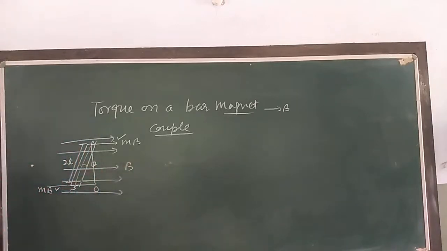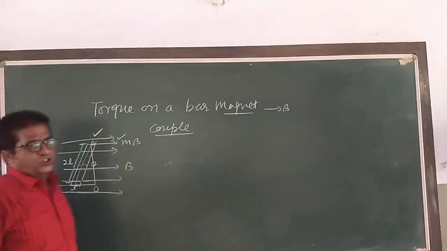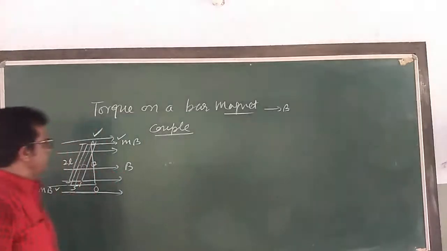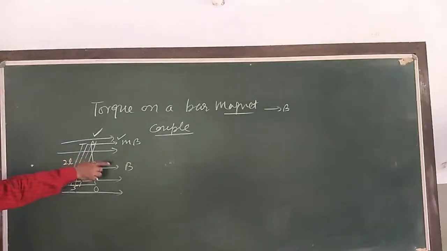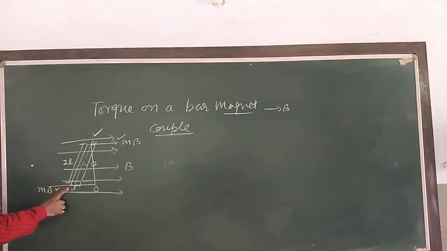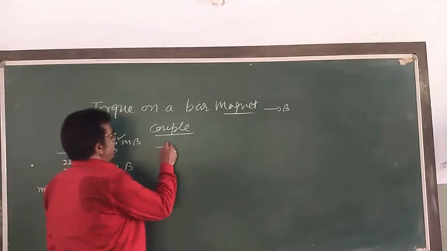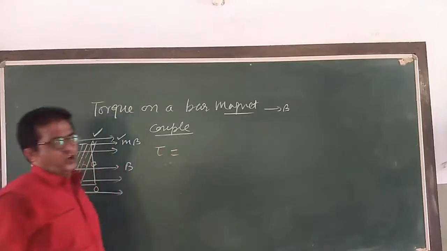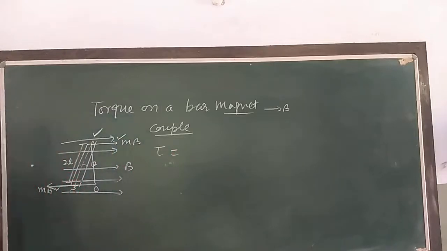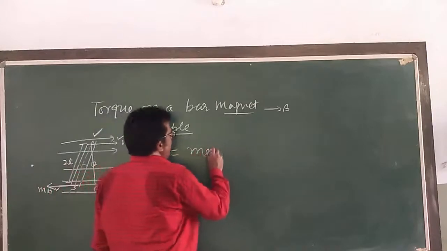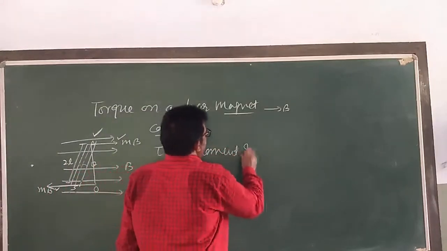Is it clear? So my dear children, the force on the north pole: what is the force on the north pole? mB, that is along the magnetic field. The force on the south pole, mB, is opposite to the magnetic field, in this direction. So what is torque? We had seen that in the first chapter also, in 11th class also. Torque is equal to the moment of the couple.